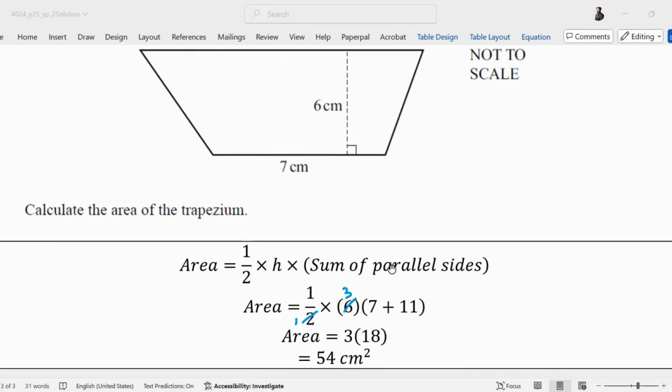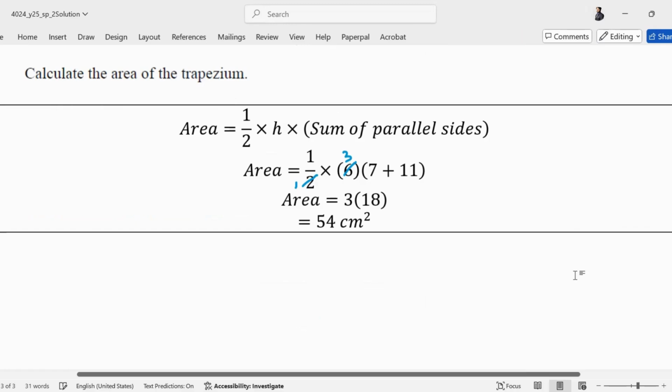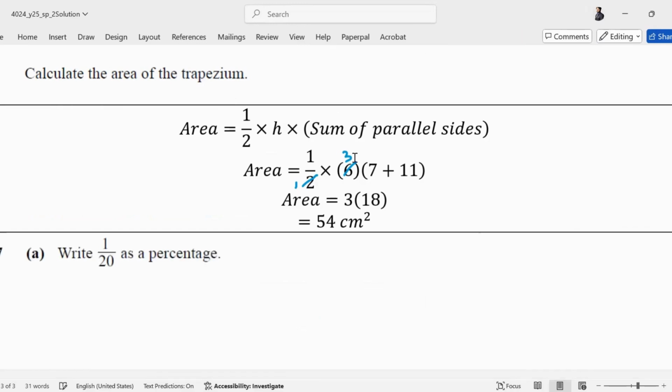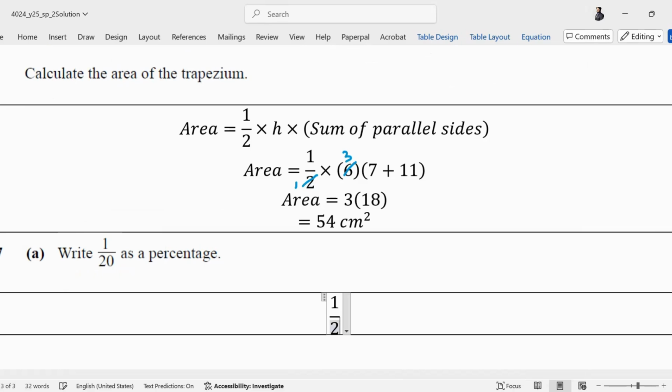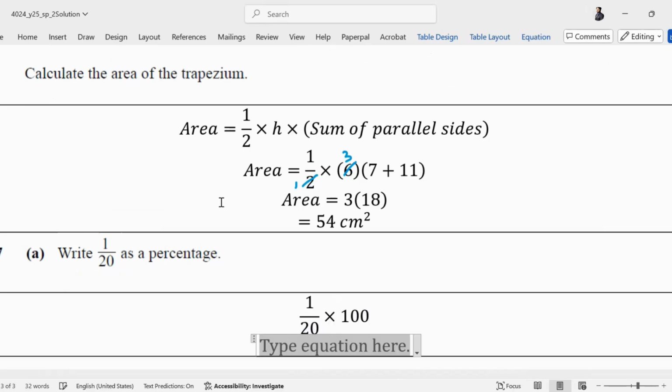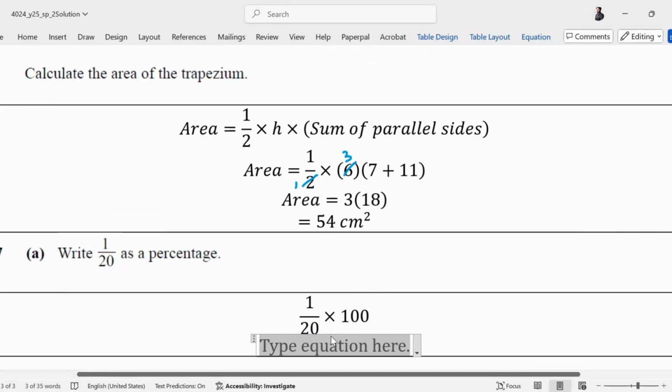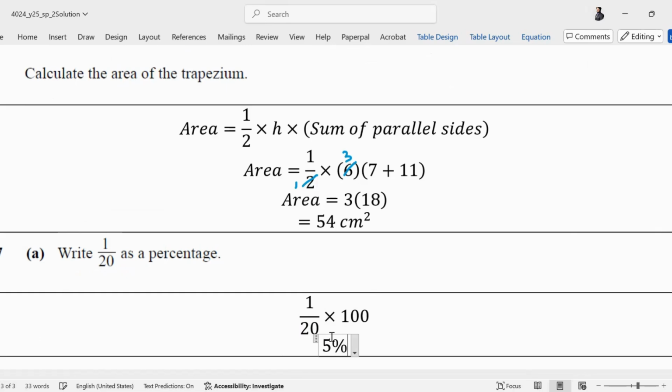If anyone is unable to understand anything, feel free, write a comment or let me know. Now the question wants us to write this as a percentage. Now, it's very easy to convert any fraction into a percentage. We just need to multiply the fraction by 100. And obviously we can simplify, 0, 0 cancelled out. So 5% is what we should end up at.